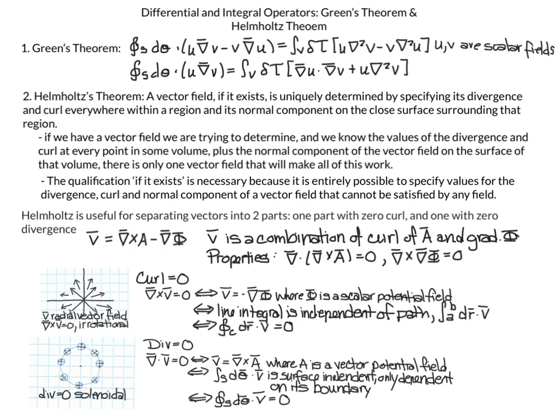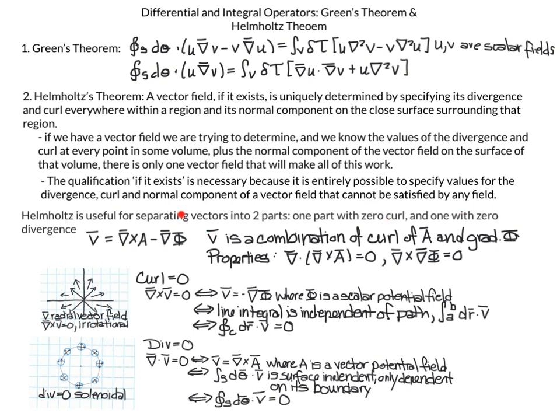The first thing we are going to do is read through Green's theorem with a couple of comments, but its main function is to help us to prove Helmholtz theorem, which says a vector field, if it exists, is uniquely determined by specifying its divergence and curl everywhere within a region and its normal component on the closed surface surrounding that region. And Helmholtz is useful for separating vectors into two parts. One part with zero curl and one part with zero divergence.